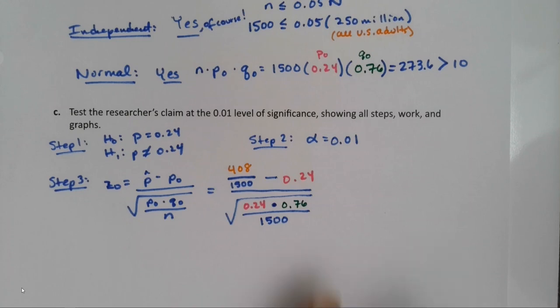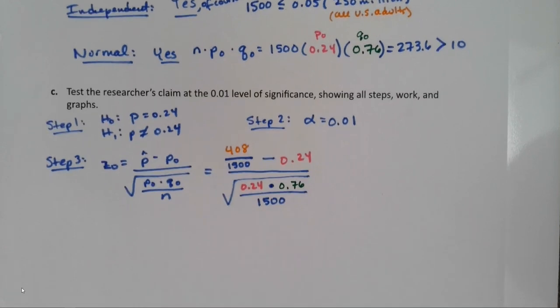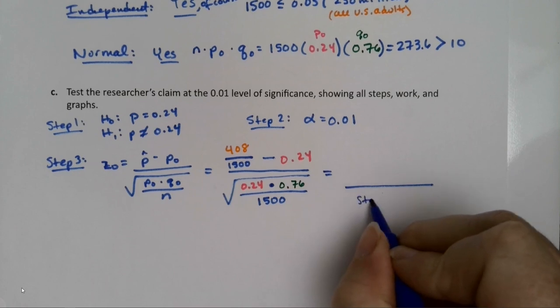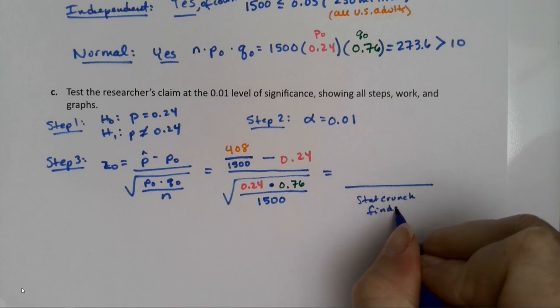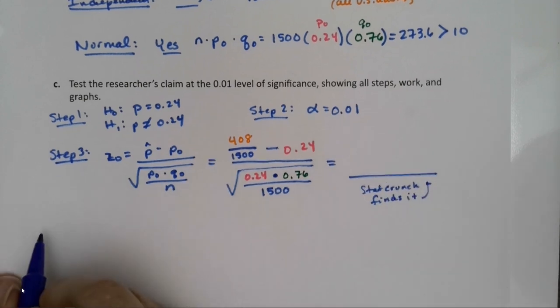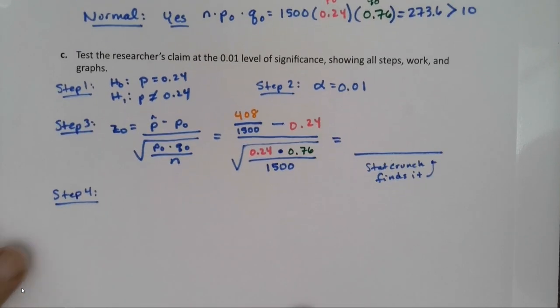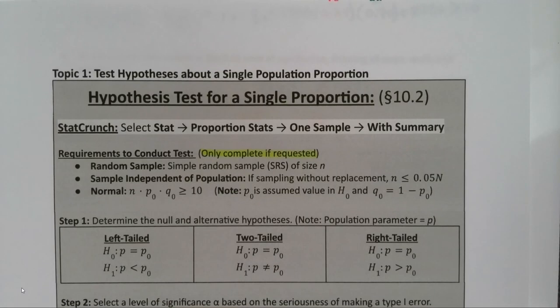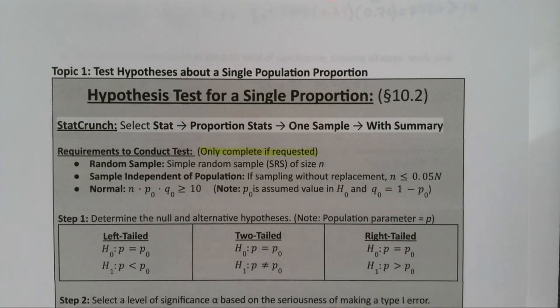All right, so we want to find this value. And this is a pretty ugly formula to type into Desmos. You could do it, but it's pretty ugly. So what we do is we make StatCrunch find this answer. And StatCrunch will also find step 4 for us. So we're going to do all of this at once. All right, now how do I do this in StatCrunch? Well, the instructions are right here. Stat, proportion stat, one sample with summary. So let me go to StatCrunch.